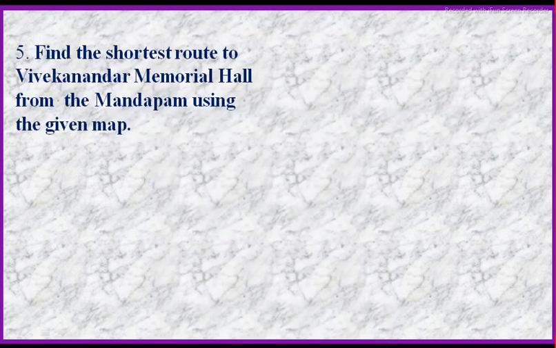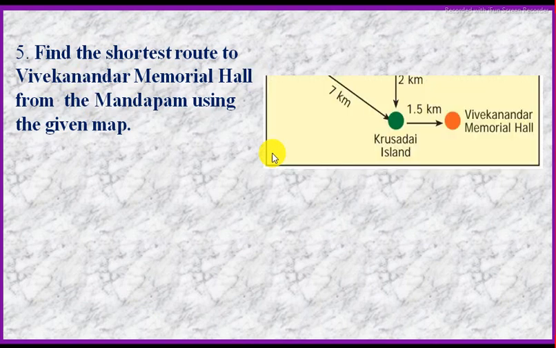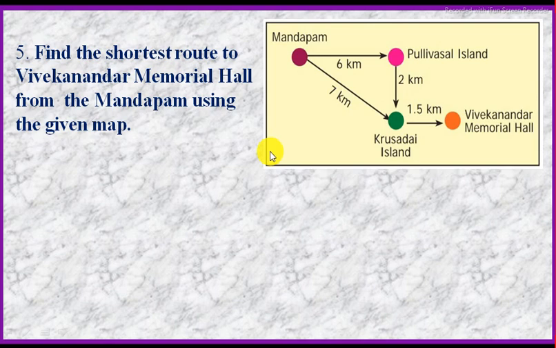Sum number 5 is the route map. Find the shortest route to Vivekananda Memorial Hall from Mandapam using the given map. So here you have Mandapam. From Mandapam, you have to go to Vivekananda Memorial Hall. What are the different routes? From Mandapam, you can go to Pullivasal and then to Kurusadai, and then you can go to Vivekananda Memorial. Or from Mandapam, you can come straight to Kurusadai Island and then you can reach Vivekananda Memorial. Let's try both the routes.